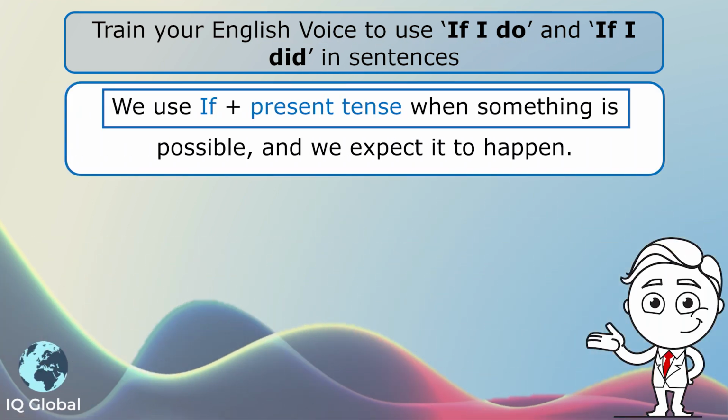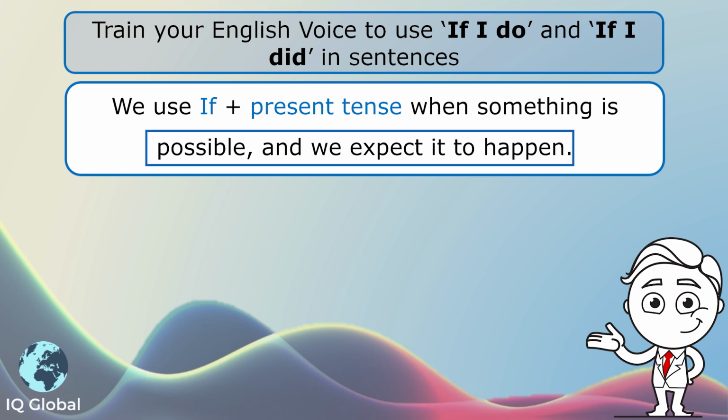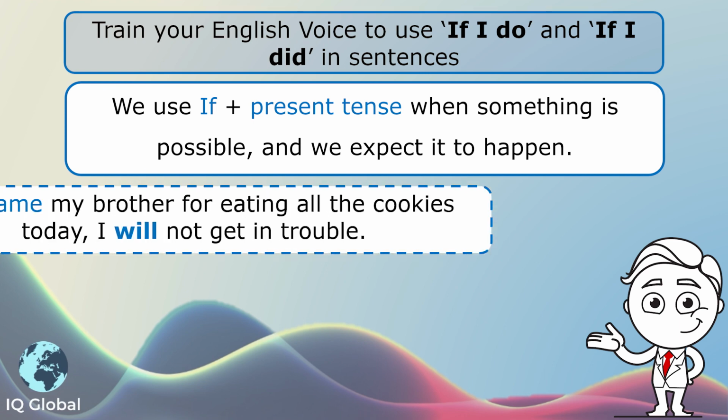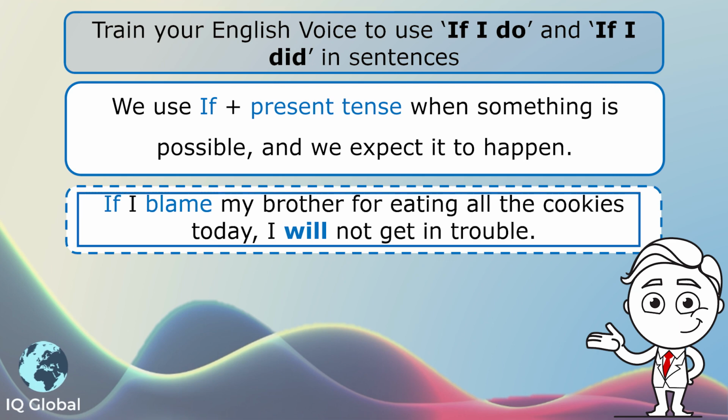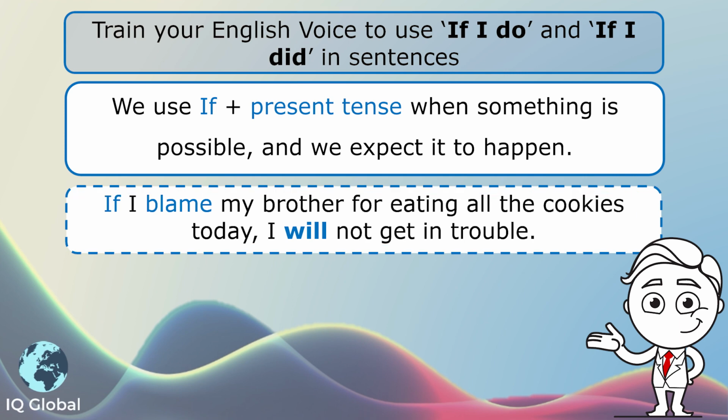We use if plus present tense when something is possible and we expect it to happen. Let's look at an example. If I blame my brother for eating all the cookies today, I will not get in trouble. So we use if and the present tense blame.